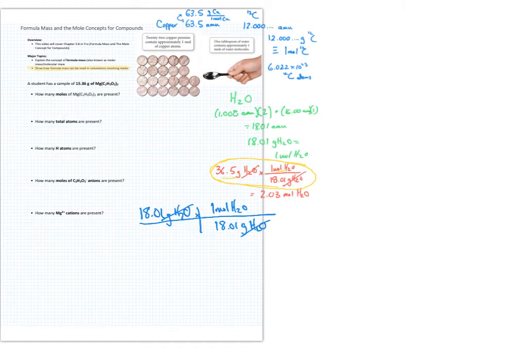Grams of water cancels grams of water. Now I'm going to find out how many water molecules there are. 6.022 times 10 to the 23 H2O molecules for every 1 mole of water.